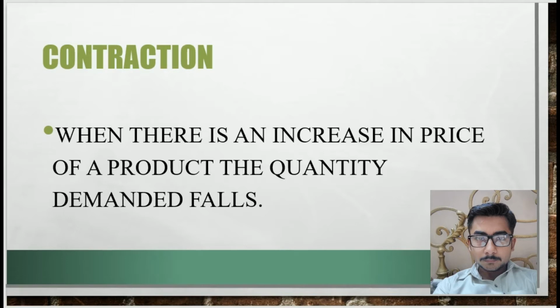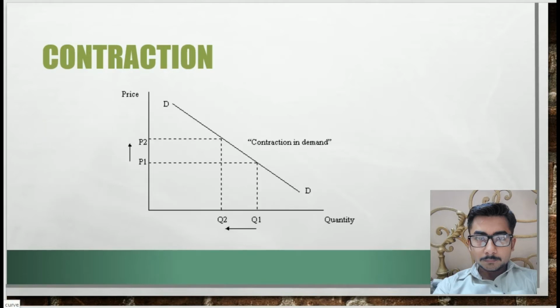The graph for contraction is this. As we can see, the price is increasing from P1 to P2, and an increase in price is followed by a decrease in quantity demanded, as according to the law of demand. From Q1 the quantity has moved to Q2. It is written down as contraction in demand. Both contraction and extension are related to movement along the curve.